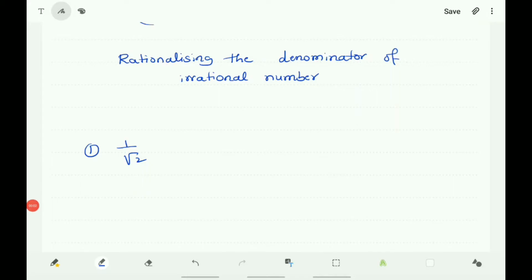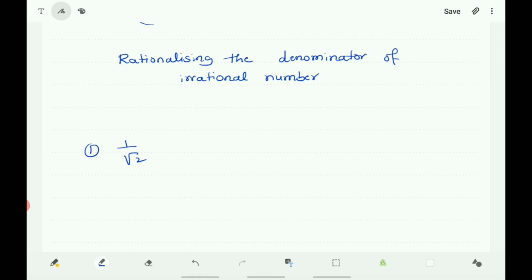Children, it is a continuation of number system. Now let us discuss the method of rationalizing the denominator of an irrational number. See the given number, 1 by root 2. You know that it is irrational, and here the denominator is root 2.